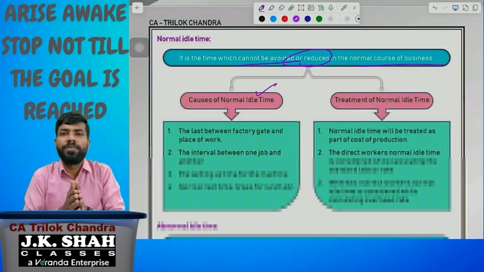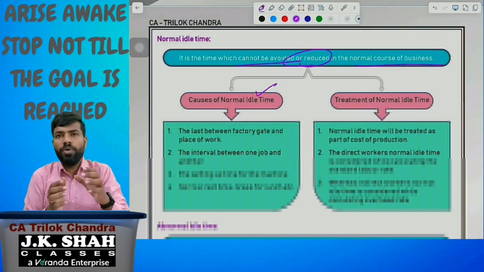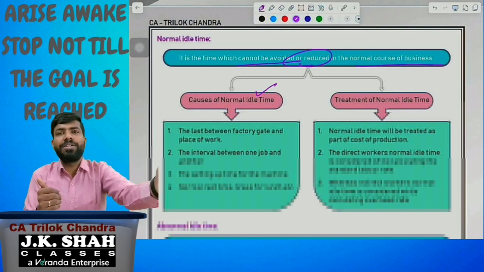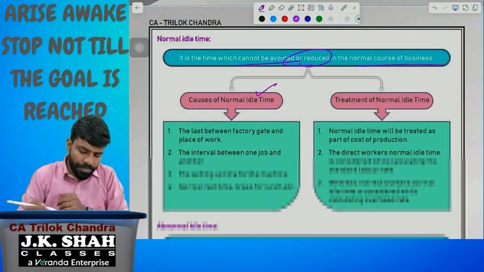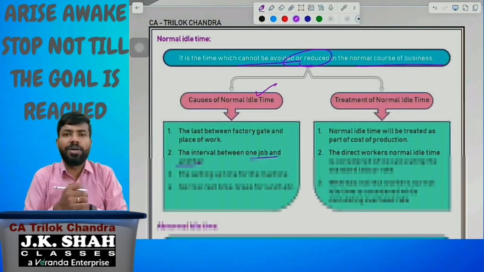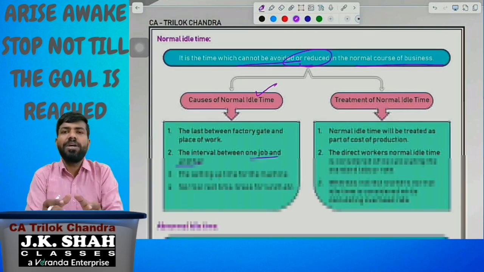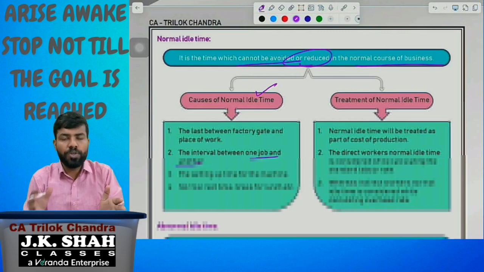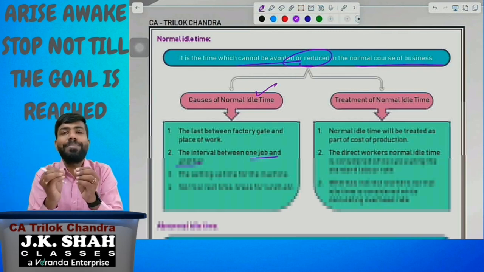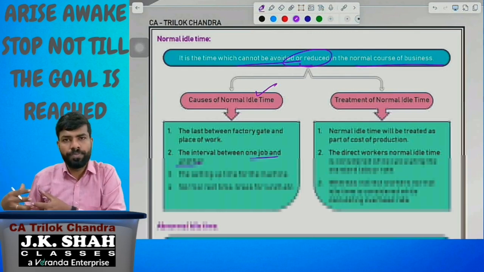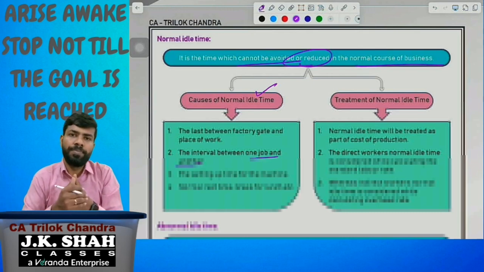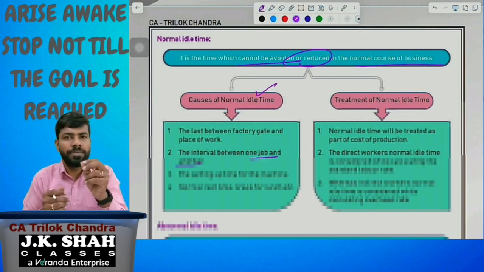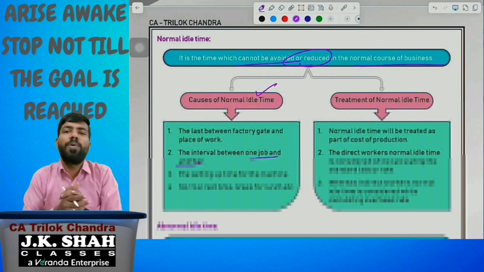Are you understanding? Okay, now. So the time loss between the factory gate and work location is one example of normal idle time. The second example is the interval between one job and another job. One job the worker is working on, the job gets completed. To start another job, there will be some time wasted, because the completed job needs to be removed and they need to make the machinery ready for the next job. That is also normal idle time which cannot be avoided.